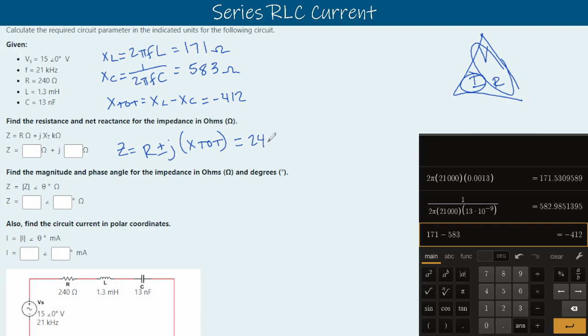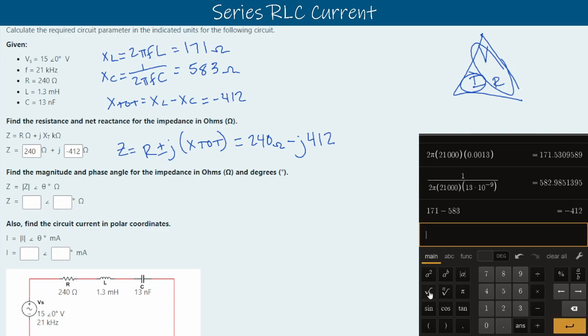It's 240. We know that our capacitor wins, so it'll be a negative J. And then our X total was 412. That is our first Z answer here. Plug that in: 240 negative 412. Now we put that into polar form for our next answer.